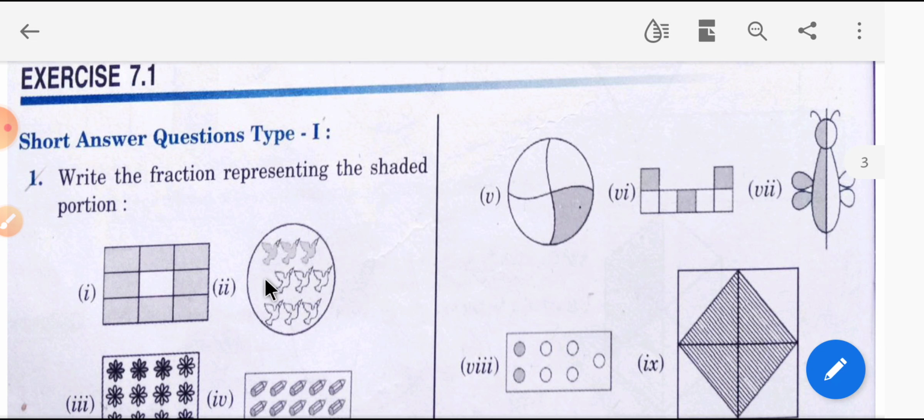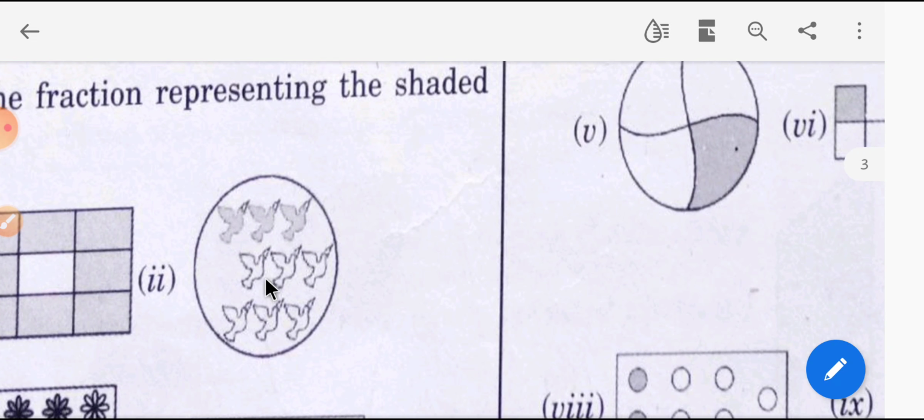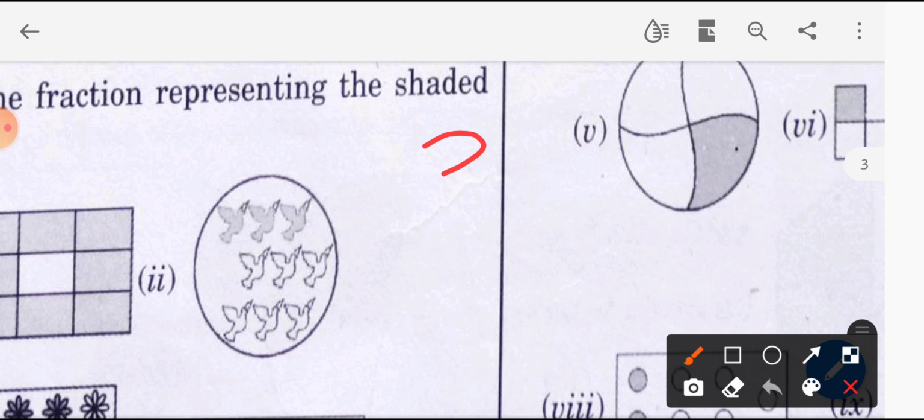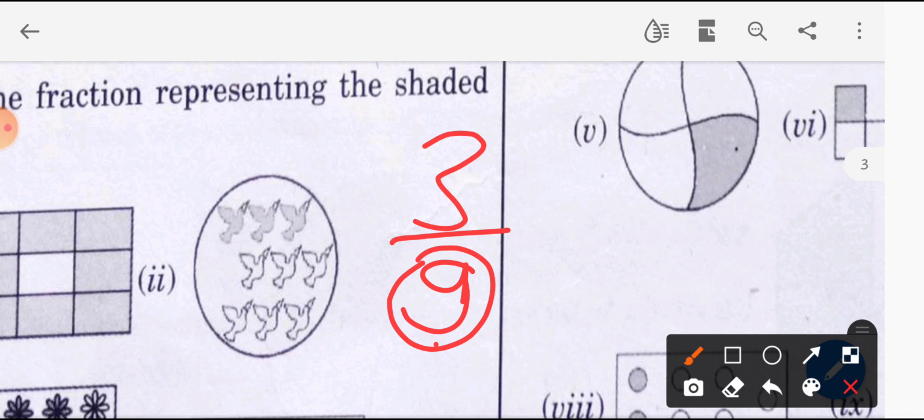Same second one. First of all, count all the objects here. 1, 2, 3, 4, 5, 6, 7, 8, 9. Out of 9, how many parts are shaded? 1, 2, 3. So fraction will be 3 upon 9. In denominator, you have to write the total objects, and in numerator, the objects which are shaded. So out of 9, 3 are shaded. So the fraction will be 3 upon 9.